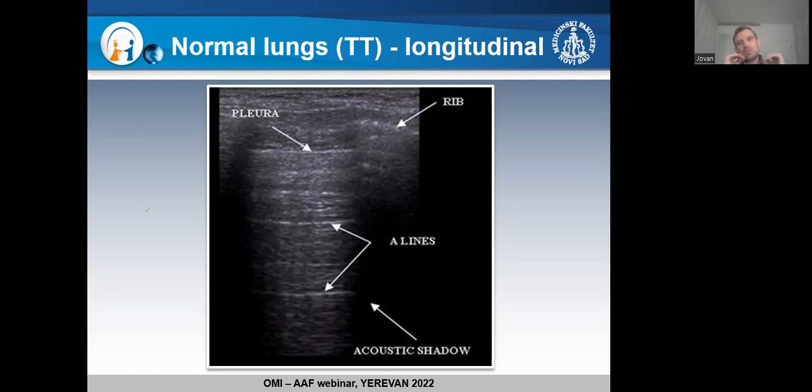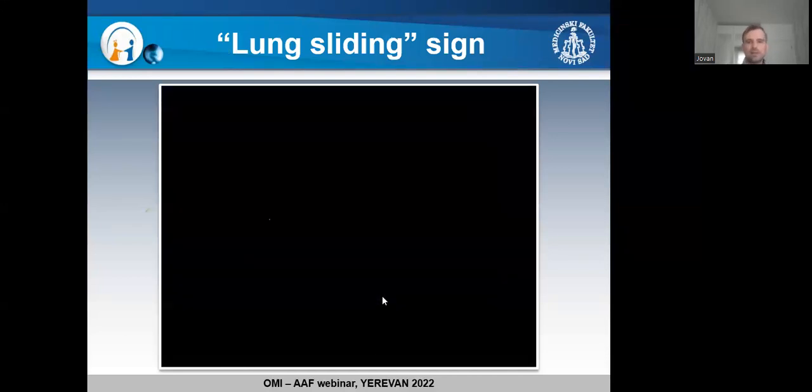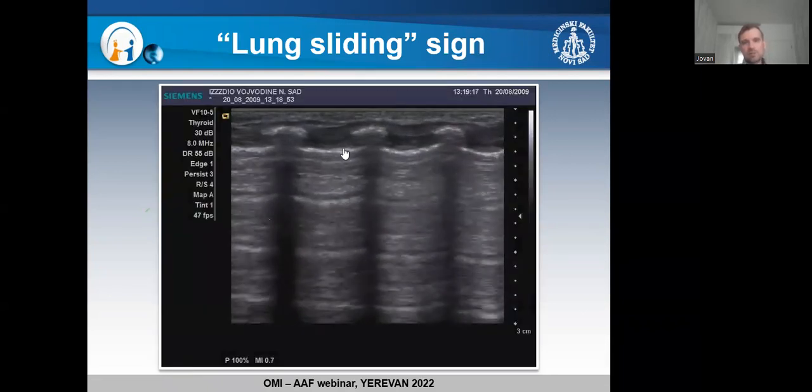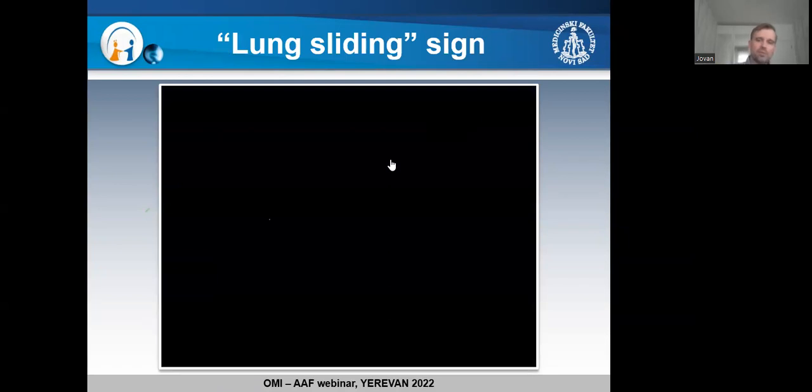When you are using a transverse intercostal approach, of course you will avoid ribs. My opinion is that you should use both, and I always use both longitudinal and transverse approach. Now we are moving to this lung sliding sign. So what is lung sliding sign? This is sliding of visceral over parietal pleura. Look at it, visceral over parietal pleura. This is a very important sign.